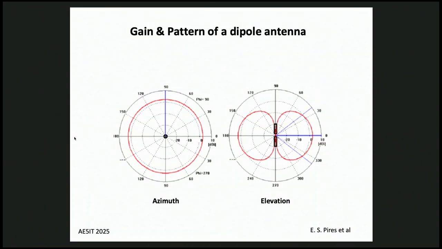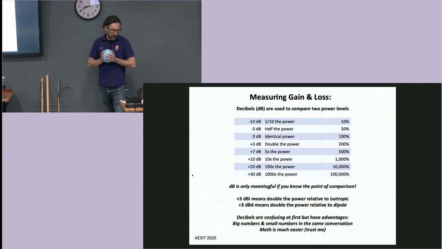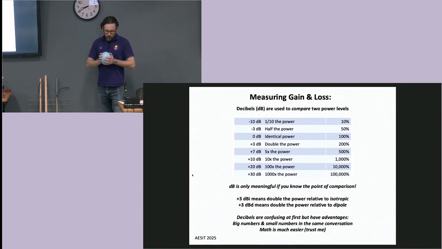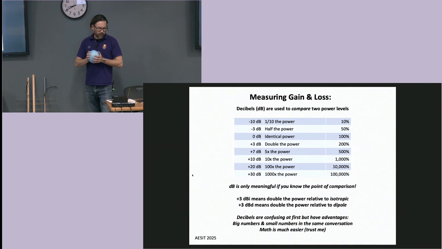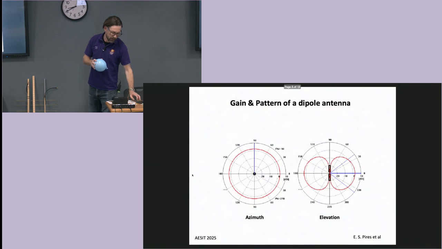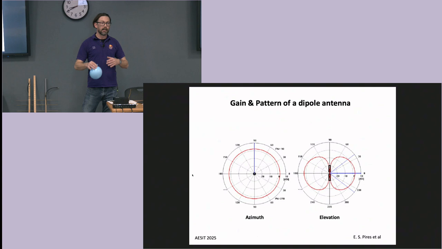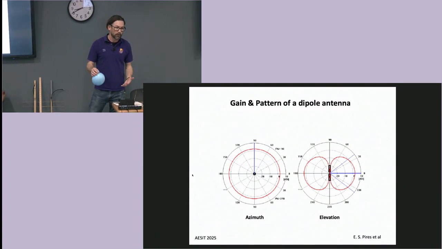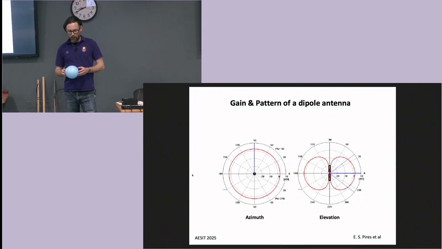So in talking about power measurements, we use decibels to describe gain as well, gain and loss. In a textbook, you'll read about an isotropic radiator, and a lot of antennas will be compared to an isotropic radiator, and it's important to remember that that's a theoretical construct. There is no such thing as an isotropic radiator. You cannot build one. You cannot buy one from Ham Radio Outlet. It is simply a theoretical convenience.